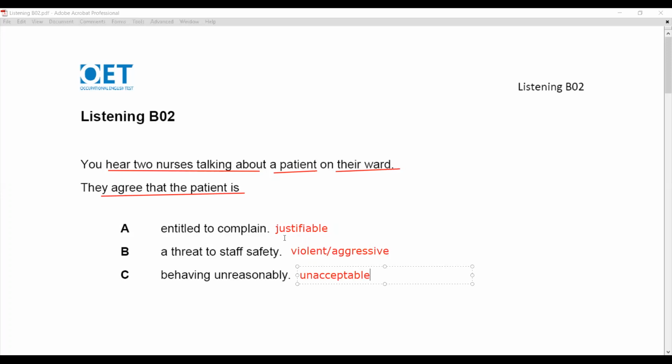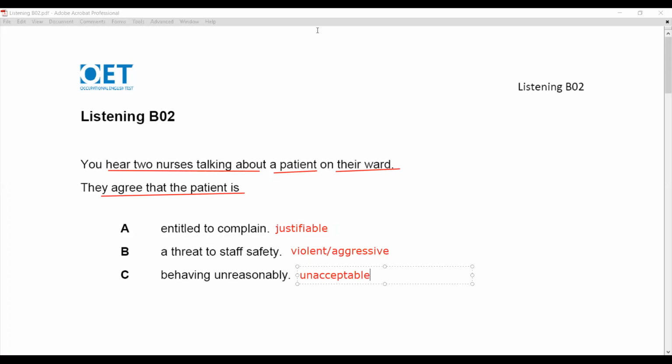So this is a prediction that you would have to do. Now it says they agree that. So what would happen here is, one nurse would say something and the other nurse would say, no, it is not true. Again, in the second point, the other nurse would say this is the case, and the first one would say, no, it is not the case. So there will be one point where they both would agree. You have to find out which is that point. Do they both think that the patient is violent or aggressive? Do they both think that the patient's complaints are unacceptable, or do they both think that his complaints are genuine? So agreement questions are otherwise easy to deal with once you learn the strategy of dealing with them.